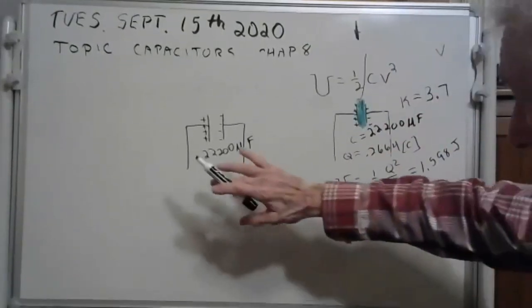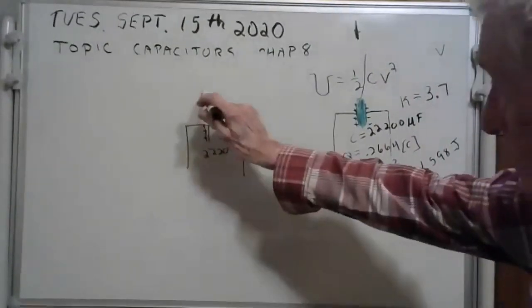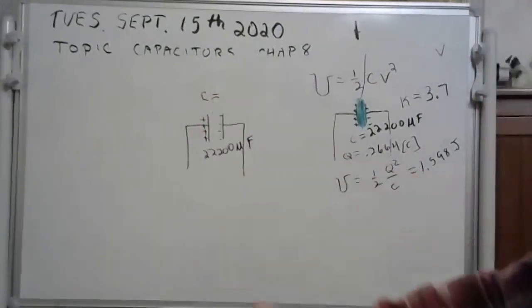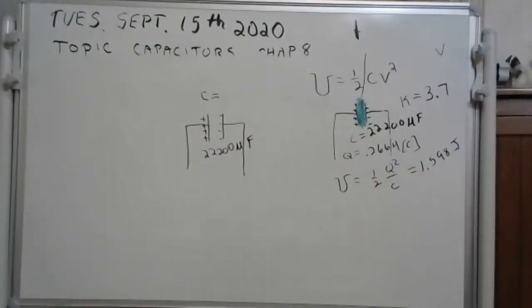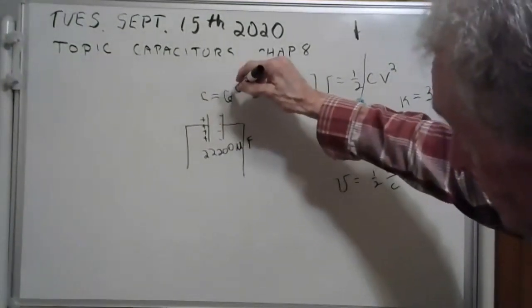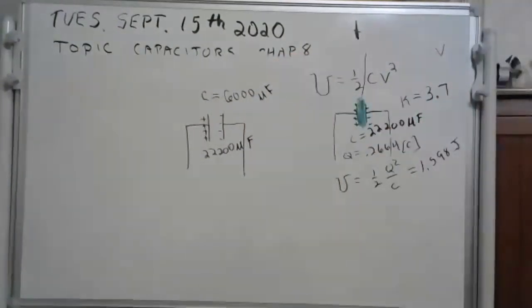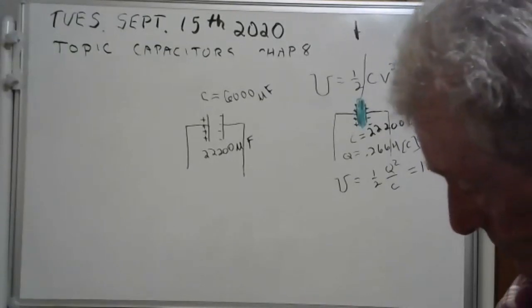Now, over on this one, we got the same charge, but now the capacitance here, remember, is smaller. It was before we put the dielectric in there. Oh, I'm running out of time. I'm gonna have to let you guys go. Remember, it was 6,000 microfarads, wasn't it? Yeah, that's what it was.